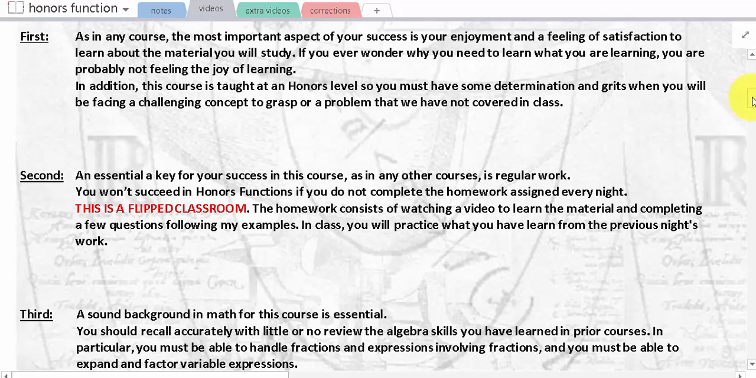The course is taught at an honors level. Therefore, regularly, you will be facing some problems you have not seen in class. You are expected to spend time trying to solve it. Maybe you won't be able to solve it, and that's okay. What really matters is that you try.